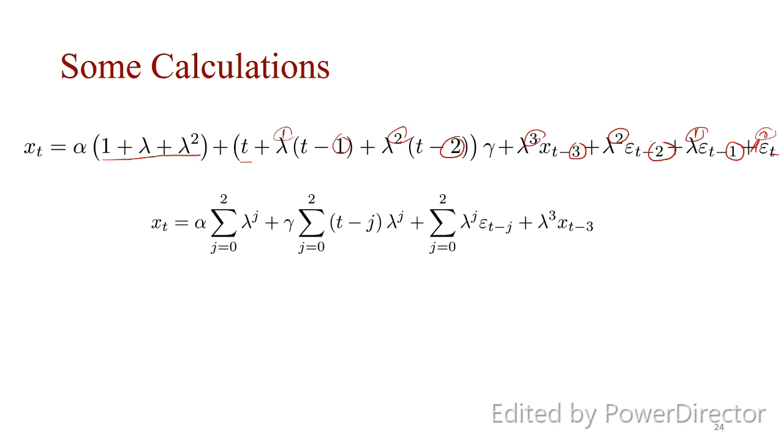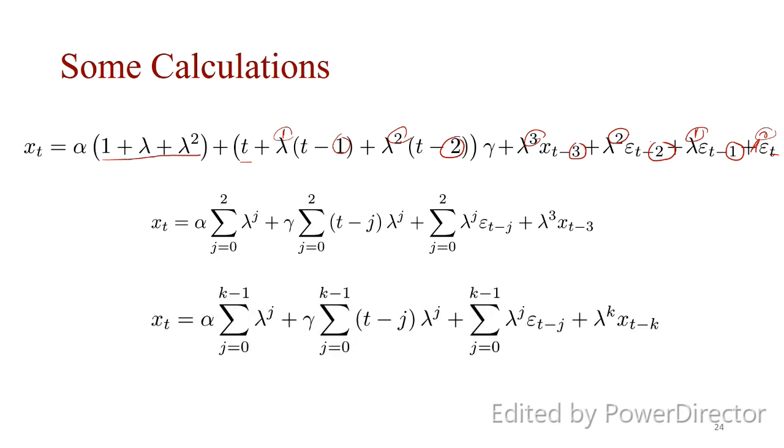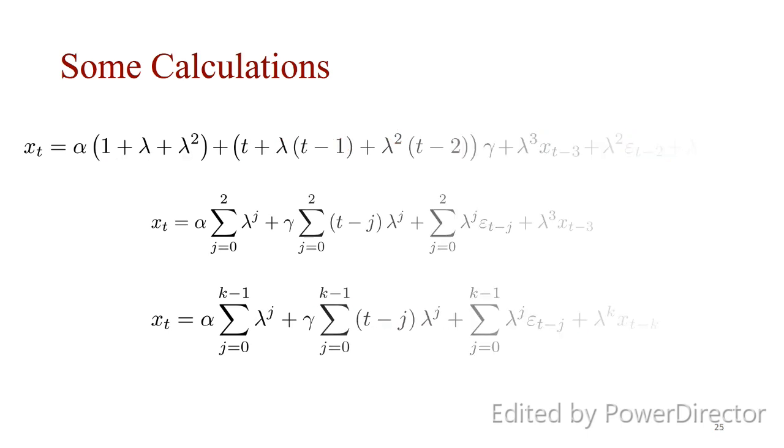Basically we can write this as follows. So this is what we mean by that. Now we can do this up till k minus 1. You will see that we have a relation between xt and xt minus k, and we have this relationship.